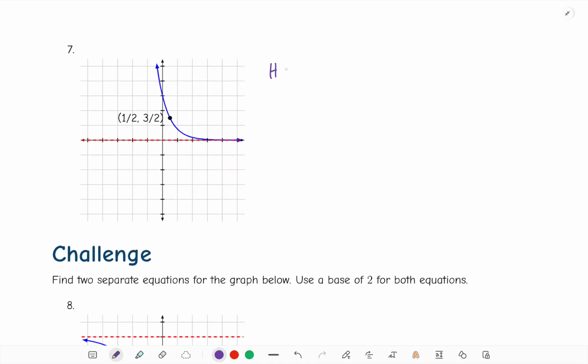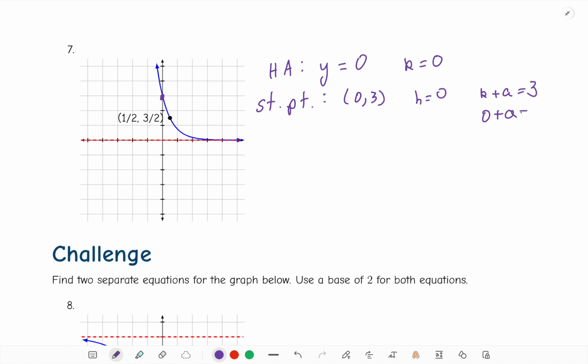So here again, I'm going to start with the horizontal asymptote, which is y equals 0, which implies k equals 0. And then pick a starting point. It does give us that fractional point, but I'm not going to use that as my starting point. Instead, I'm going to use 0, 3 as my starting point, which implies h is also 0, and then k plus a is equal to 3. So since k is equal to 0, that implies a is equal to 3. So our equation so far is y equals 3 times 2 to the cx plus 0, so just cx.